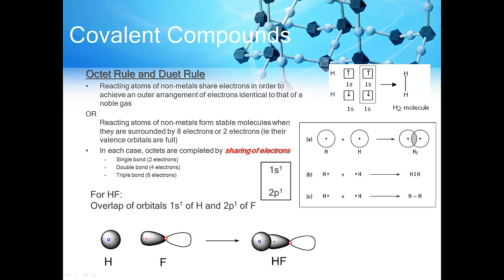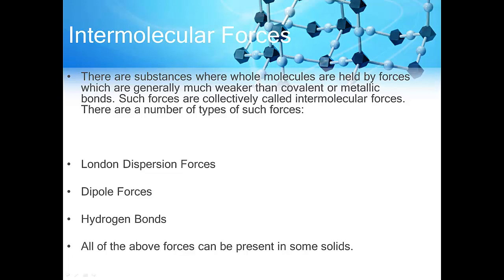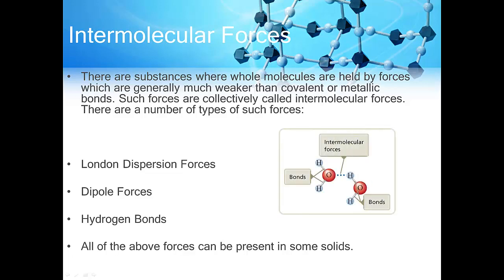And you can have double bonds, okay, where you're sharing 4 electrons, and triple bonds, where 6 electrons are shared between 2 atoms as well. We refer to them as double bonds and triple bonds. Now let's discuss some intermolecular forces that we might encounter as well. Our intermolecular forces are important. These are a little bit like the hydrogen bonds, okay, that we saw occurring in water when it was frozen. There's also London dispersion forces, dipole forces as well, and all of the above can be present in solids.